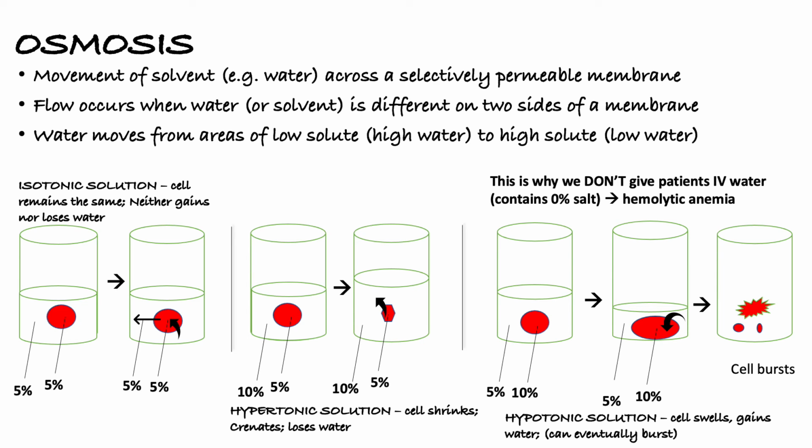And what it will do to the patient's blood is that it will cause all their red blood cells to burst. We call this hemolytic anemia.